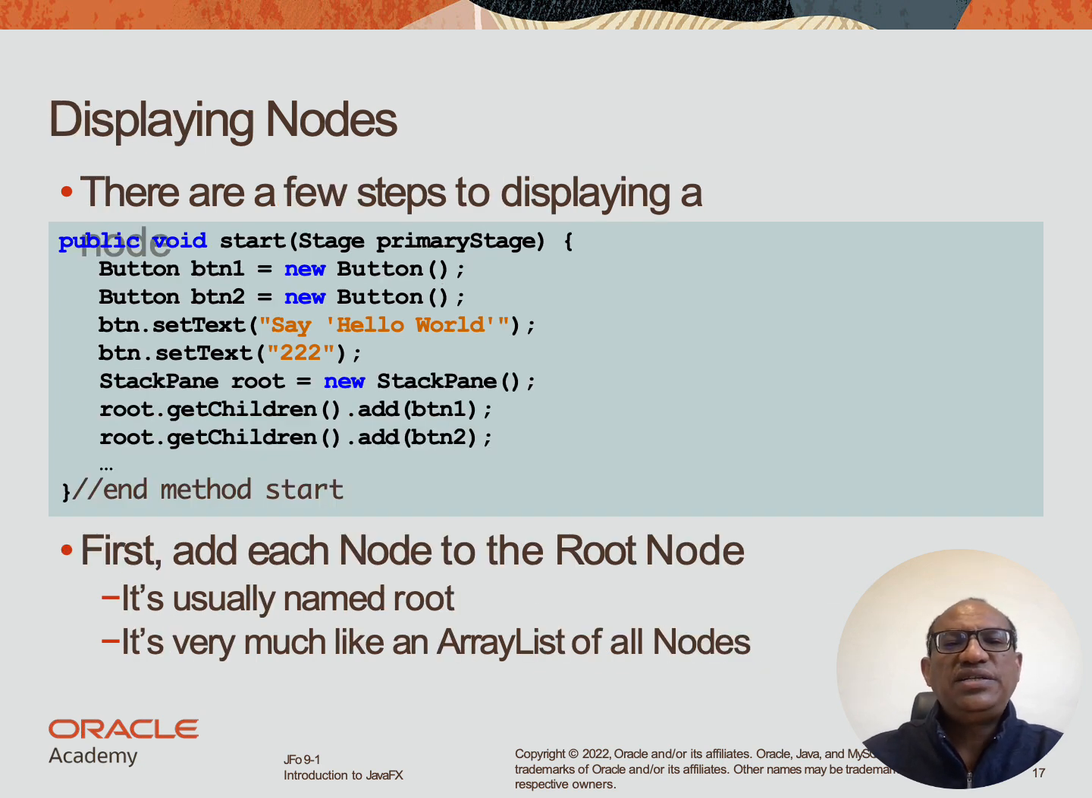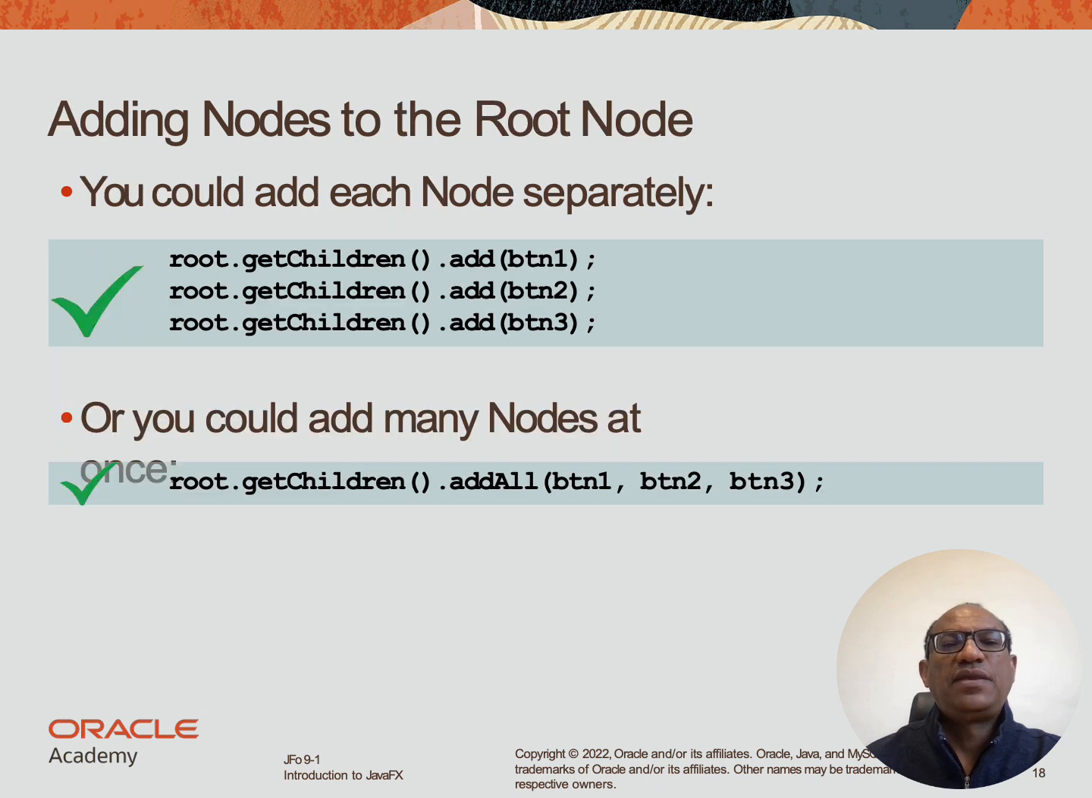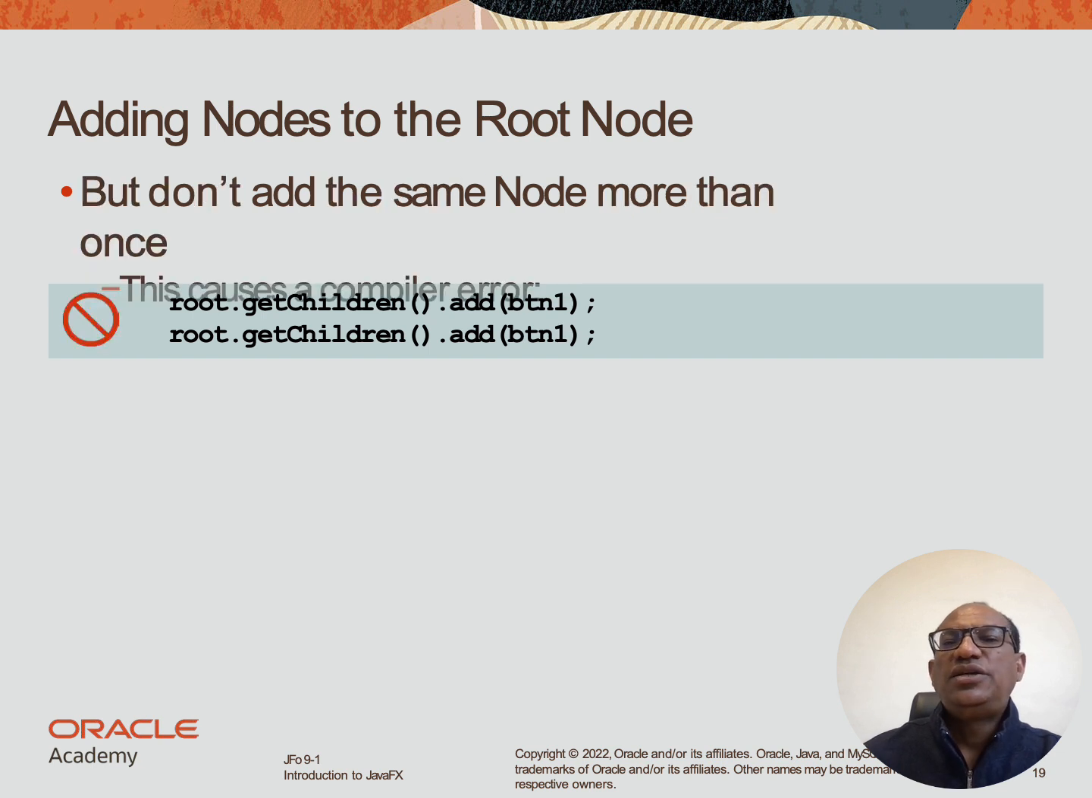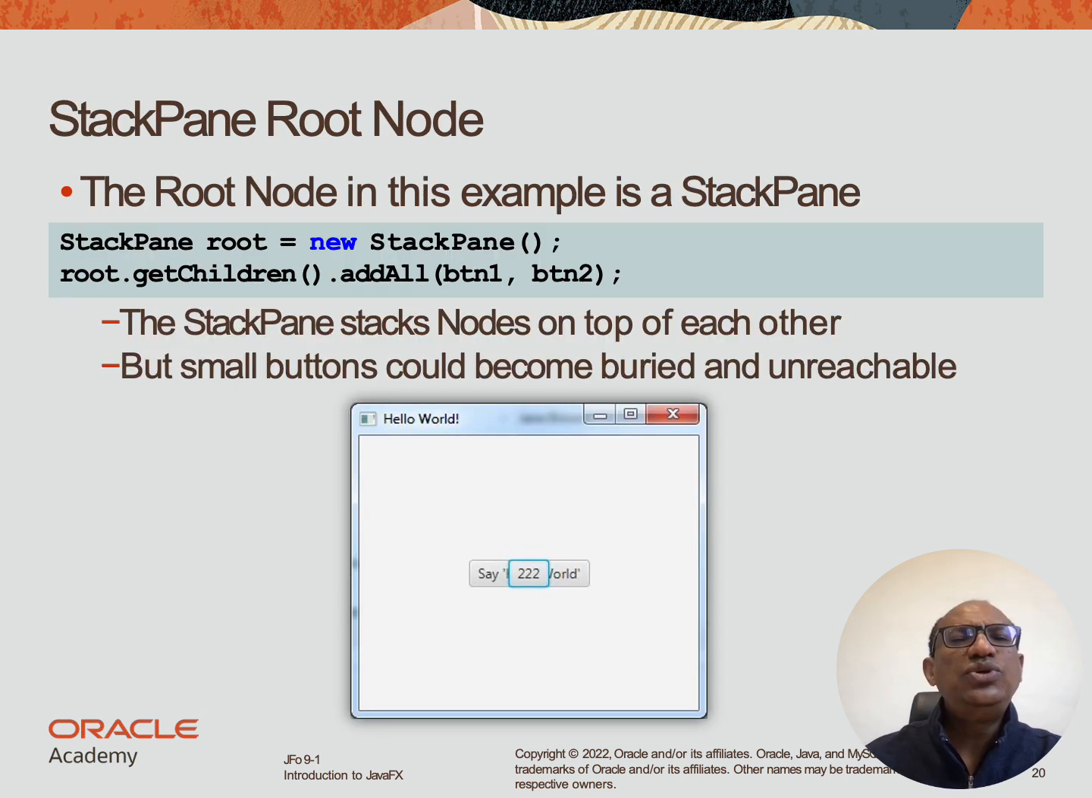But just creating it doesn't make it visible. To display it, you must add it to the root node, then attach that root node to a scene. You can add nodes one by one or all at once. Just don't add the same node more than once. JavaFX will throw a compiler error. Usually the root node is a pane, like a stack pane.